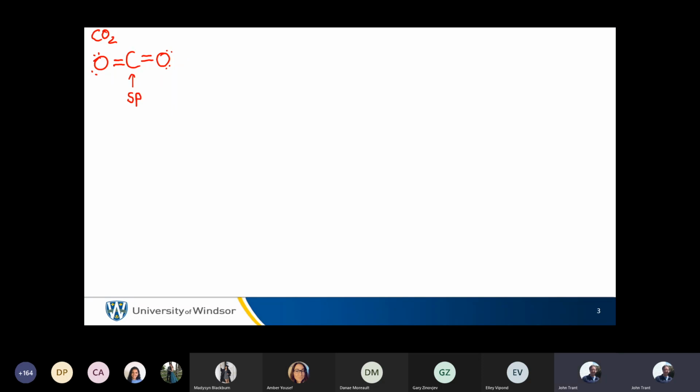Another way of thinking about this, if this makes more sense for you, is how many pi bonds are possible, including possible resonance structures and things. And the answer there is also two. So what carbon?